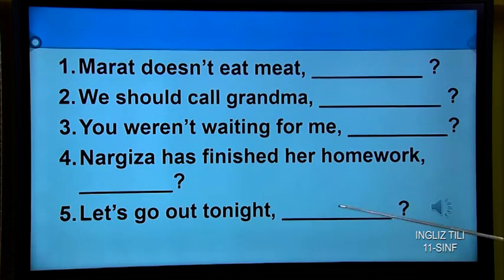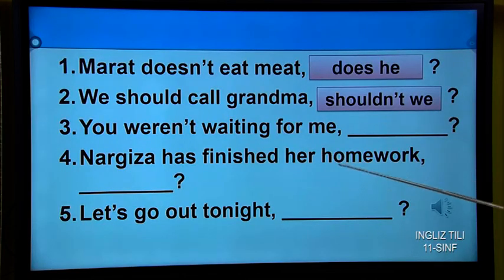Here, I have some sentences. You have to write question tags for them. Please open your notebook and put 5 numbers. You have 30 seconds for writing. Are you ready? Thank you, dears. Your time is over.